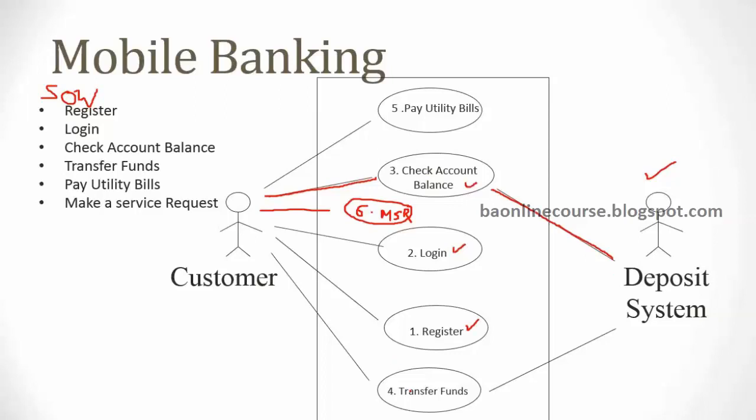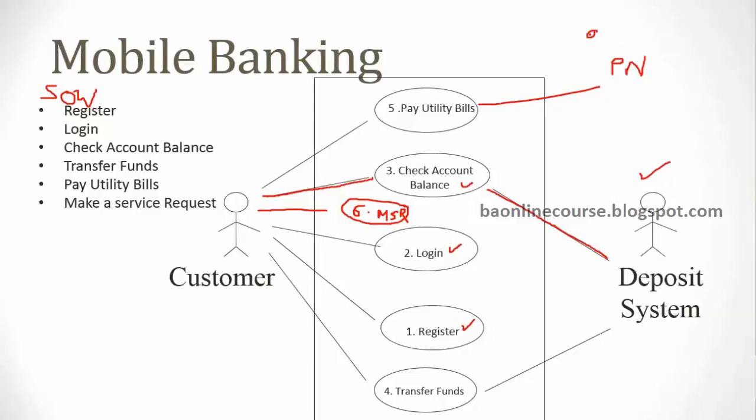Similarly, if you want to do a funds transfer, you first get the balance amount, then you get to which account you want to transfer, and then you would communicate through the deposit system. The deposit system in turn would do the transfer, and then you get confirmation saying that the transaction is done. You will display that to the customer. Pay utility bills: maybe you'll have to connect to your payment network, something like that. So there could be another system, may not be the deposit system. There is another system which you're connecting to, so that would be another actor.